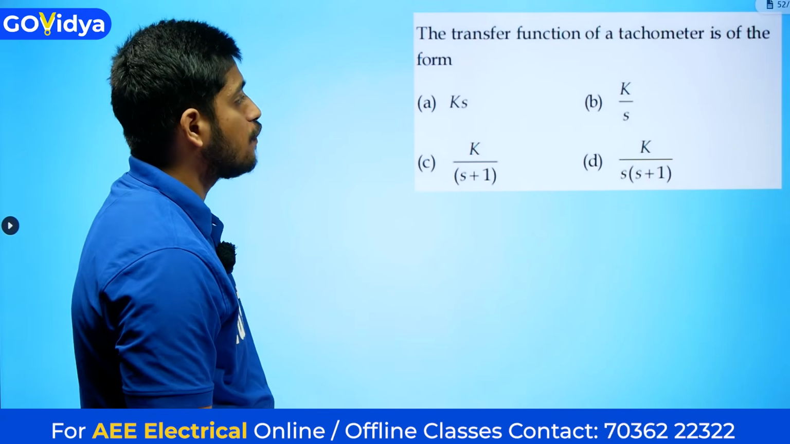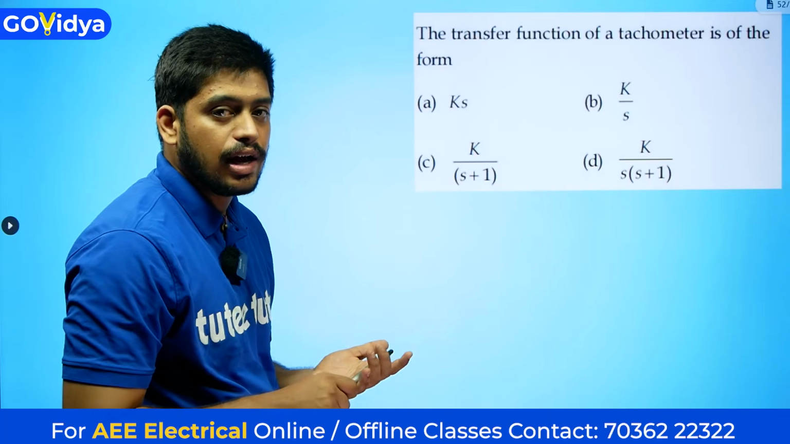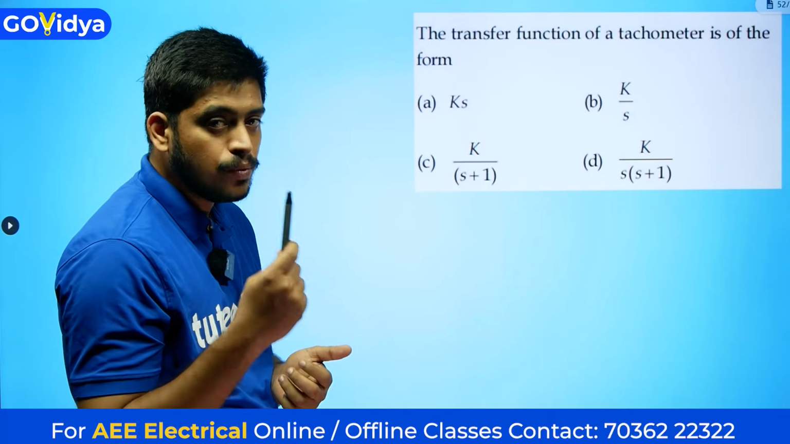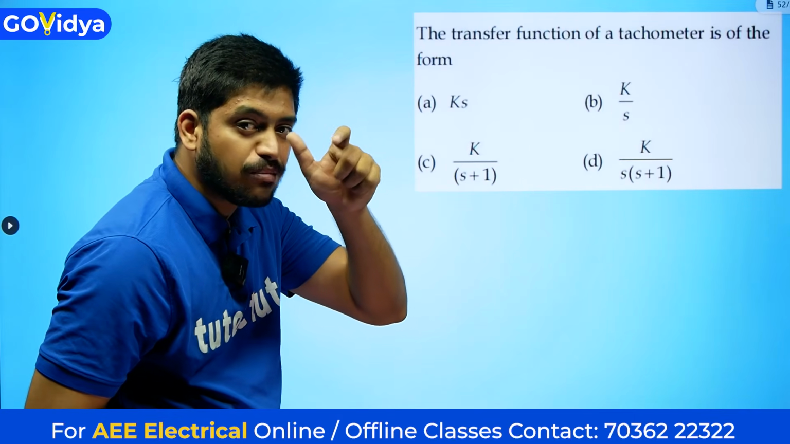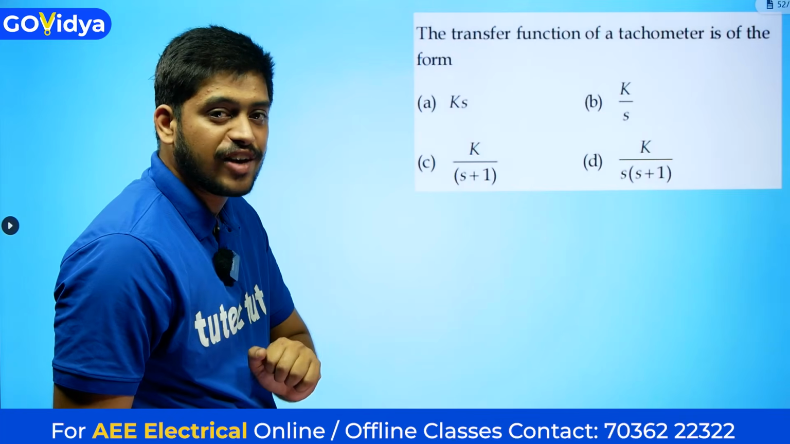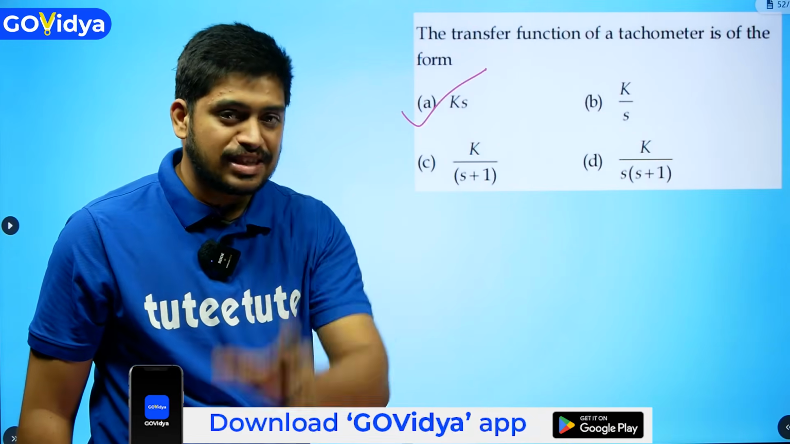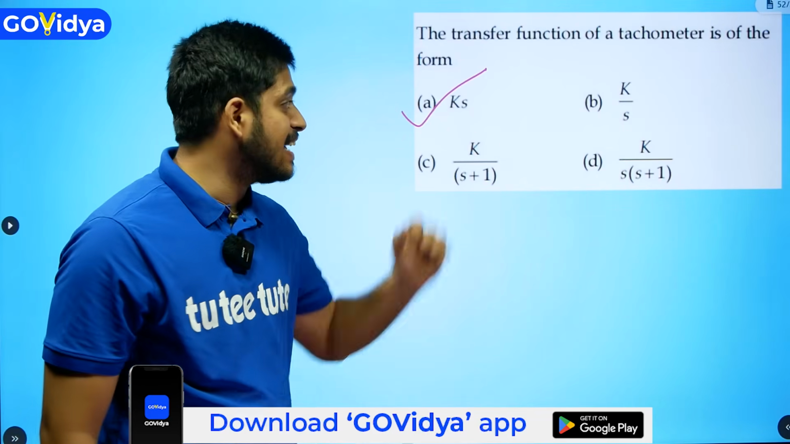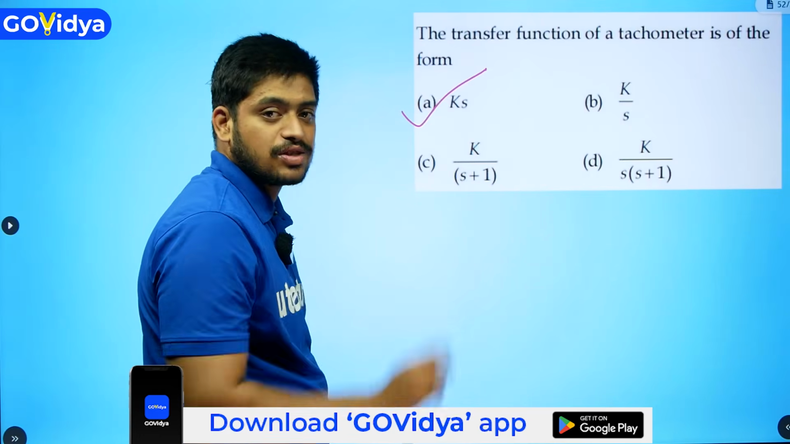The transfer function of a tachometer. A tachometer is generally used in machines or any lab. We use it to see the speed of the system. The speed is in the differentiating mode. What was the transfer function of a differentiator? Ks. So the tachometer formula is also based on the differentiator. Ks is the direct formula for the tachometer. Understood? Keep it in mind.